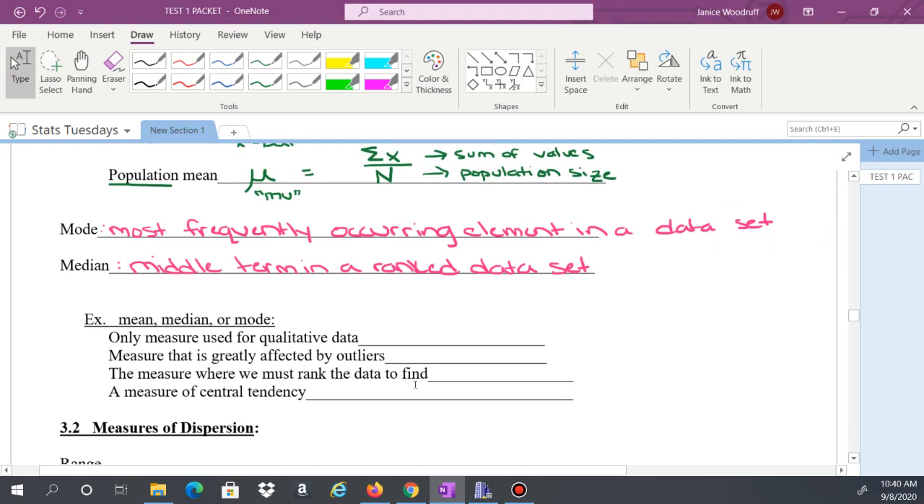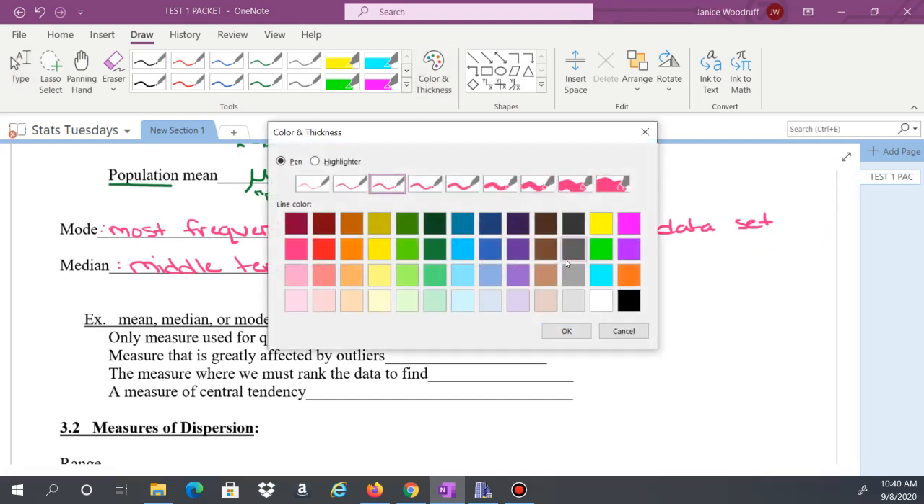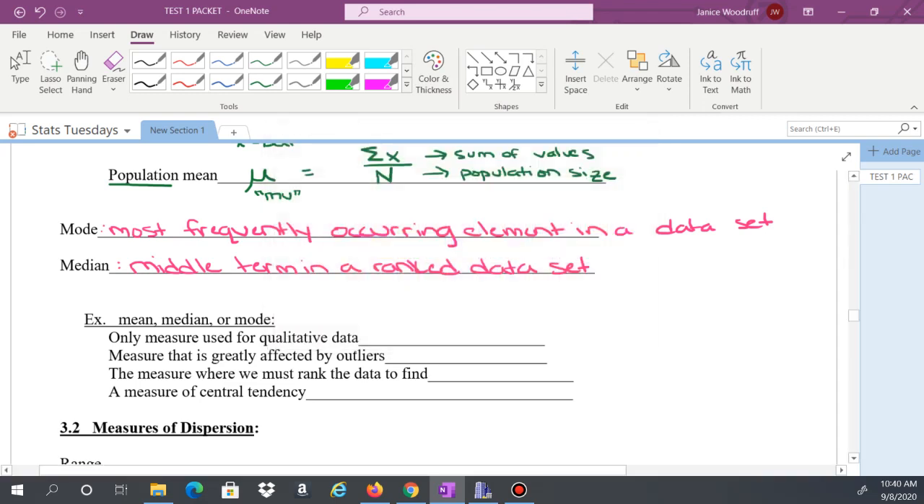Okay, so examples here. The only measure that we use for qualitative data, so there's no numerical data there, which one would be the only thing we could do? The mode, yeah. If we're doing eye color, you have brown, brown, brown, green, green, blue. The only thing you could do there is mode, which would be brown, most frequently occurring. You can't find a middle or an average there. I mean, you could count how many, but that would be a different type of measurement rather than qualitative.